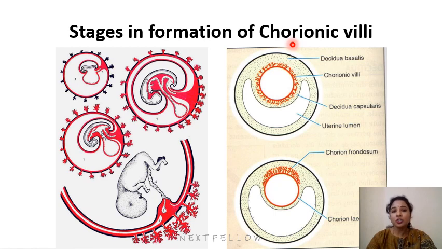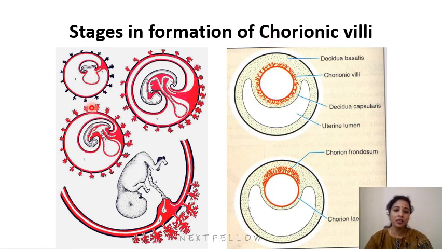Chorionic villi in relation to the decidua basalis, that is here, grow extensively into the decidua basalis, and this part of the chorion is called chorionic frondosum. This is called chorionic frondosum. So this is the basic concept to be known.